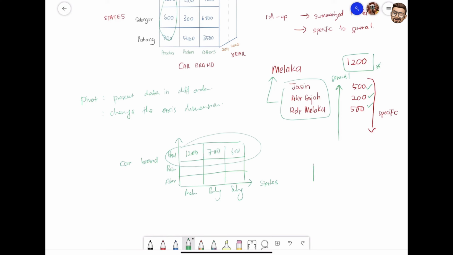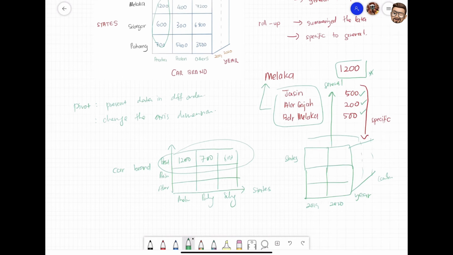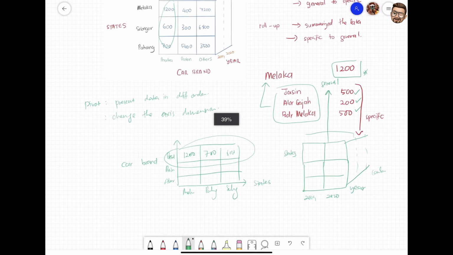So sometimes maybe you want to make your x the year. This one you have the states as your x. And how about your z? Your z is the car brand. You have 3 different car brands. So maybe you will see the car brands for 2019 and for 2020. Since you need another dimension from the table to fill up all the details, that's why pivot means you can rearrange the order of the dimensions inside your data cube.